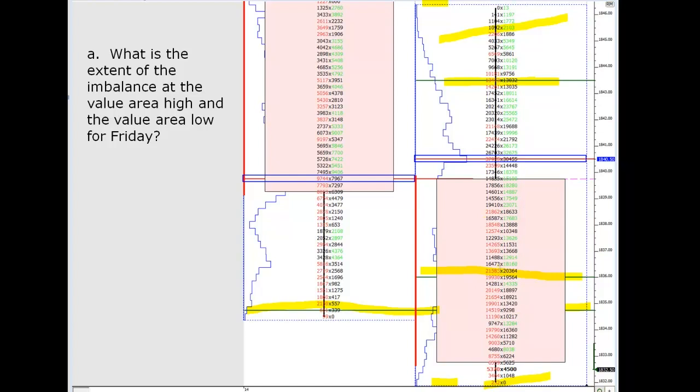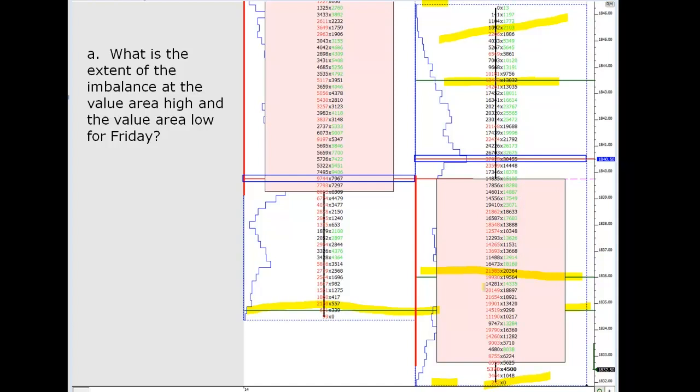Now, what's happening at the value area low? Well, once again, something very similar. The imbalance is to the downside, 21,585, 19,930, both to the imbalance to the downside.